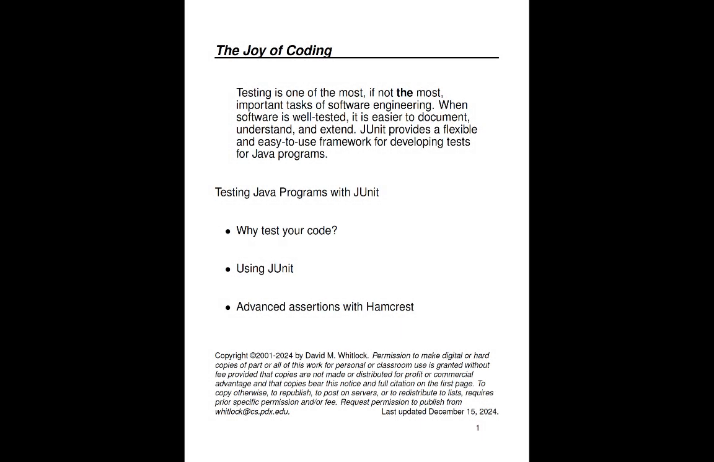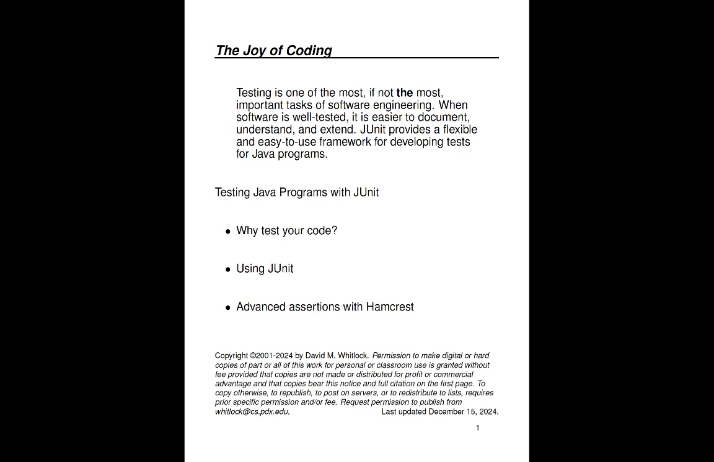In this lecture, we'll learn about how to develop automated tests using the JUnit framework. We'll also explore testing techniques such as unit testing and test-driven development. And finally, we'll discuss the Hamcrest API for expressing assertion conditions and tests more fluently.